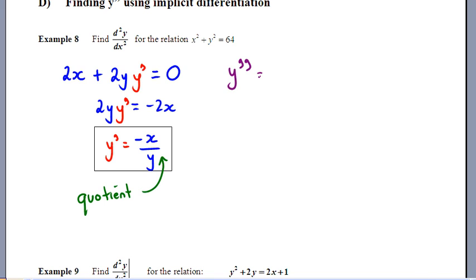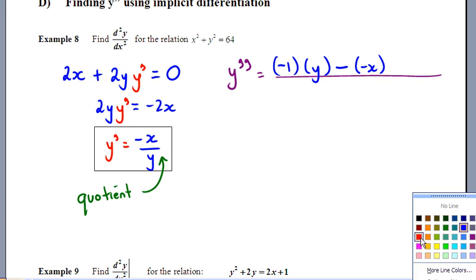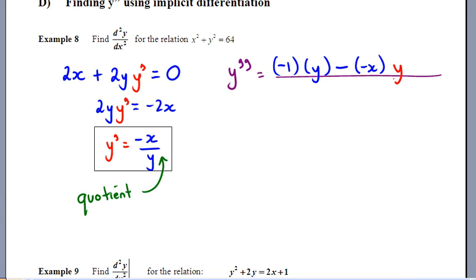That's equal to, okay, derivative of the top. Derivative of the top is going to be negative 1 multiplied by the bottom left alone. Subtract, leave the top, and then the derivative of the bottom. The derivative of the bottom, it's a y, so this is our usual game: derivative of y would be y prime, the first derivative. And then you divide all of that by the bottom squared.